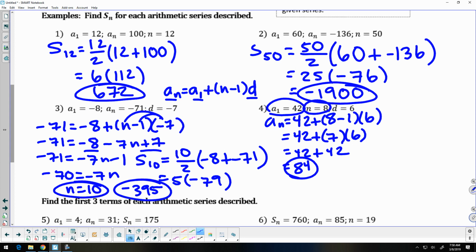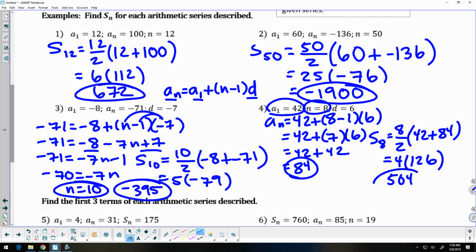Just plugging those three items into the final sum formula. So we're finding the sum of 8 terms altogether. So that's going to be 8 over 2. And then inside is 42 plus 84. So this is just going to be 4 times, so if I add those two together, that's 126. And then just simply multiplying, get 504 as your final sum.